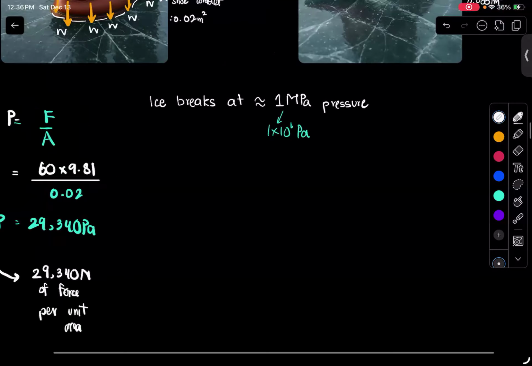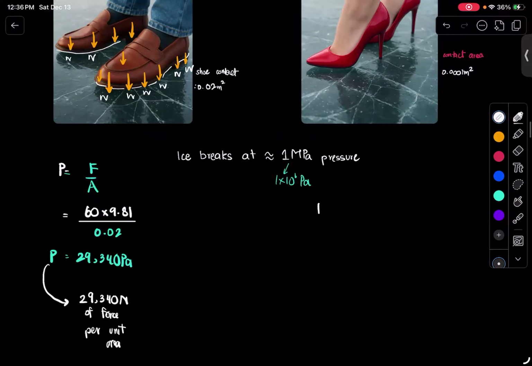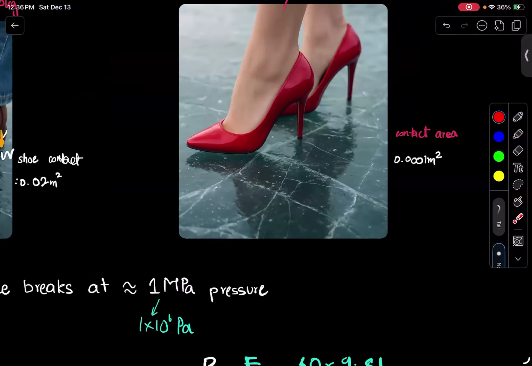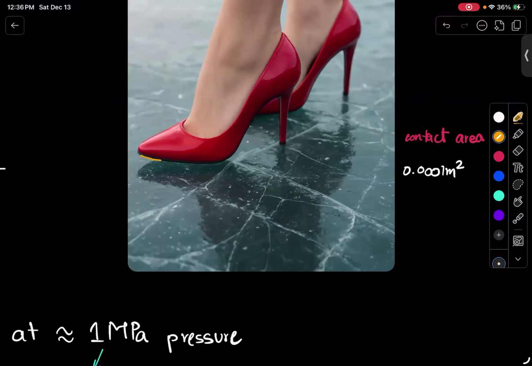Okay, then let's do it for the lady. Let's calculate the pressure due to her. Force over area again. What is the force? Same weight. So 60 times 9.81. But do you see that the contact area that she has is much smaller? She is concentrating her weight over a very small area, right? On this part and on this part and on this part. It's not very spread out at all.